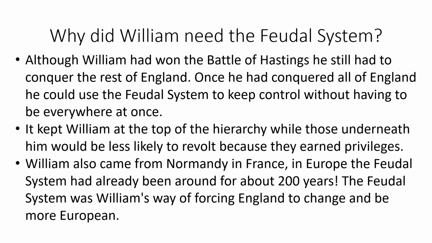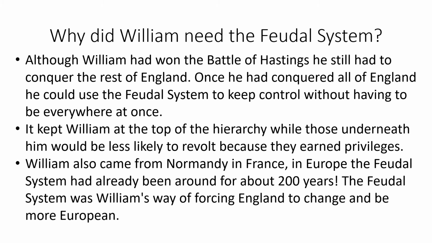So when William became king, he had people he trusted, those nobles, taking charge of small areas of land that he still technically owned. This way, the only people that had land were entrusted by William. It kept William at the top of the hierarchy, while those underneath him would be less likely to revolt because they earned privileges. And finally, William also came from Normandy in France.